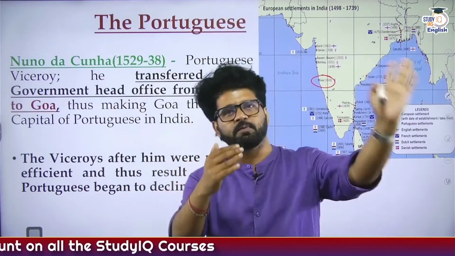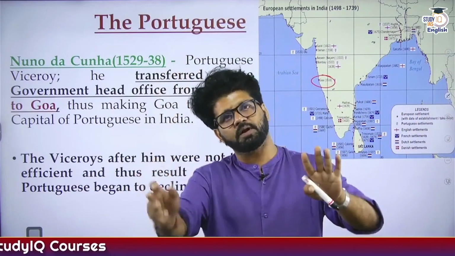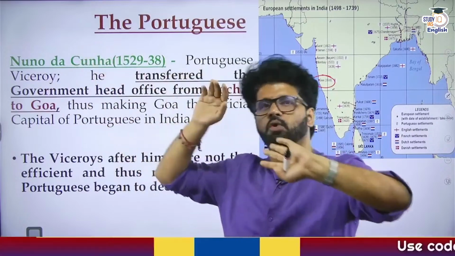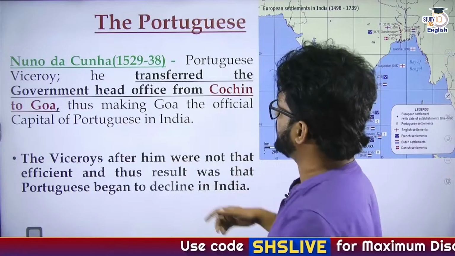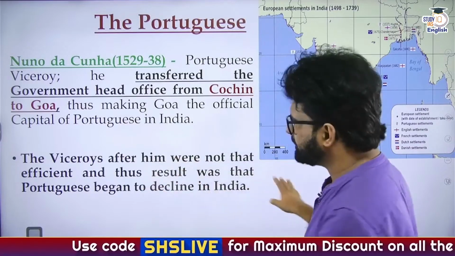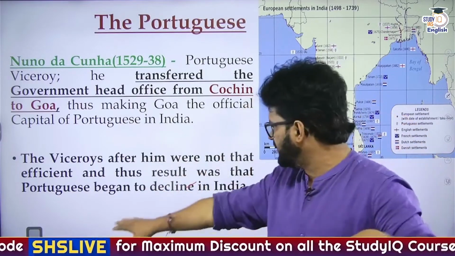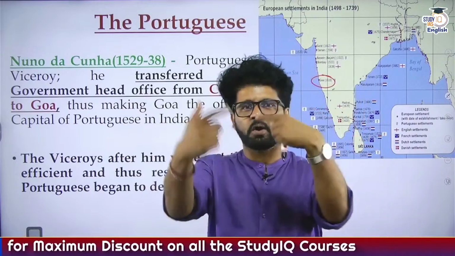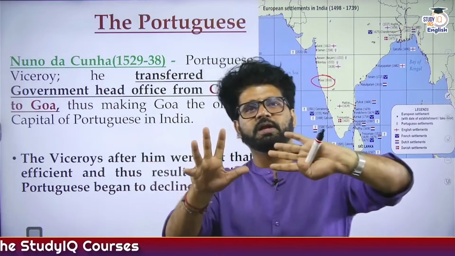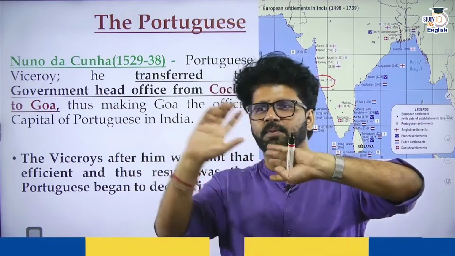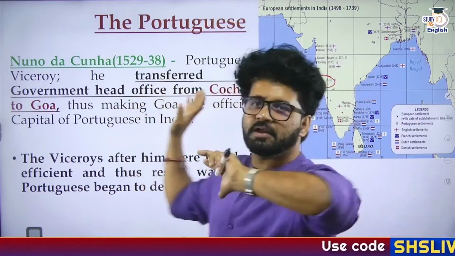So please understand this. What was the capital before 1530? Kochi. From 1530 till the end of their rule, Goa or Nova Goa was their capital, thus making Goa the official capital of the Portuguese in India. The viceroys after him were not that efficient, which led to the Portuguese decline. One thing you hear about a lot is that around the 1660s, the Portuguese gave the English East India Company some amount of land of Bombay as dowry.